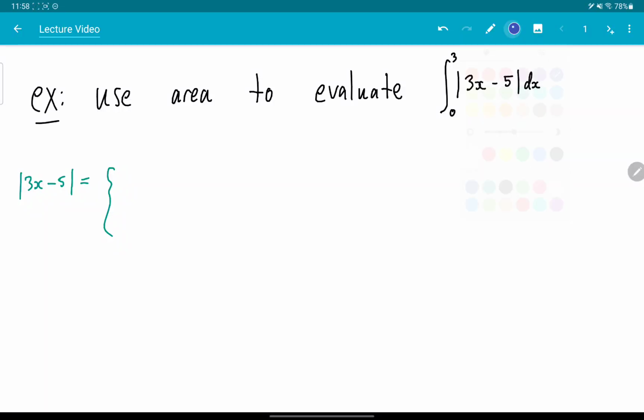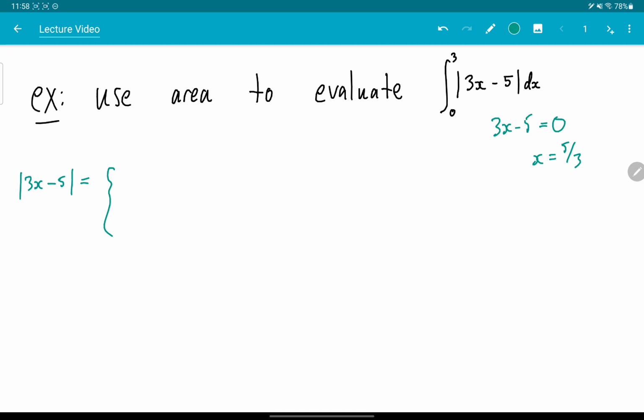Okay, pause and copy, pause and copy, pause and copy. Absolute value. So these things break, they have breakpoints. So let's find the breakpoint here. So I'll set 3x minus 5 equal to 0, and I will get x is 5 over 3. So this absolute value function does something very different depending on which side of 5/3 I am.